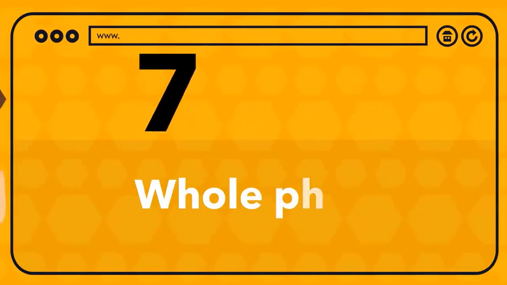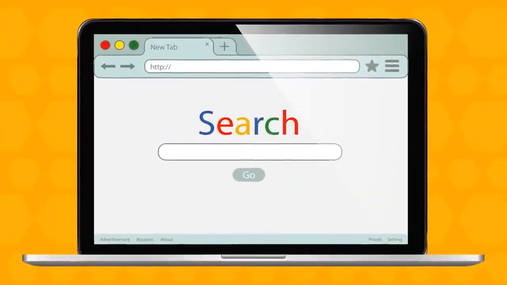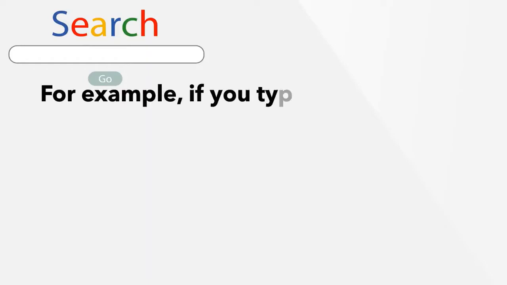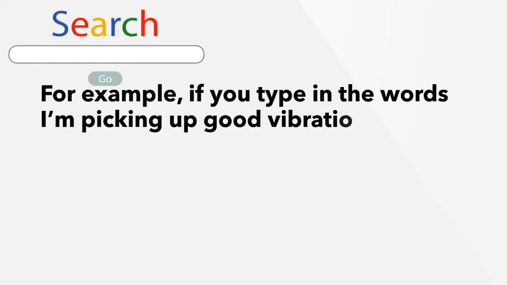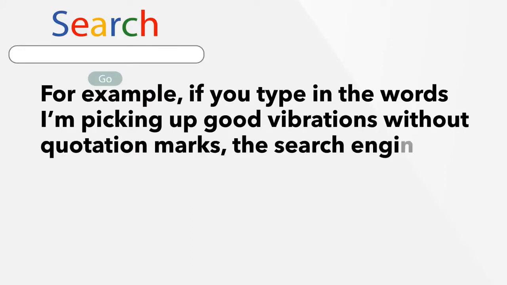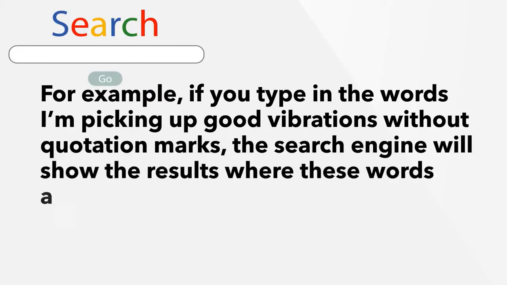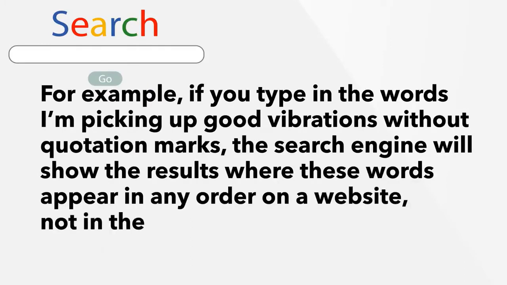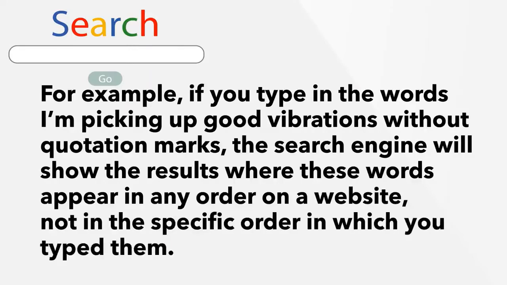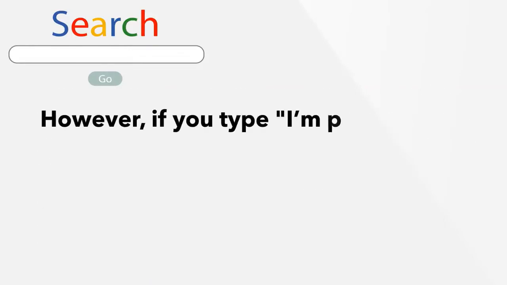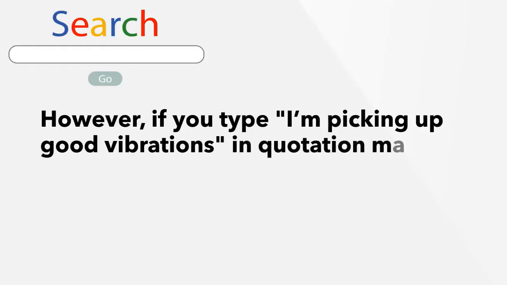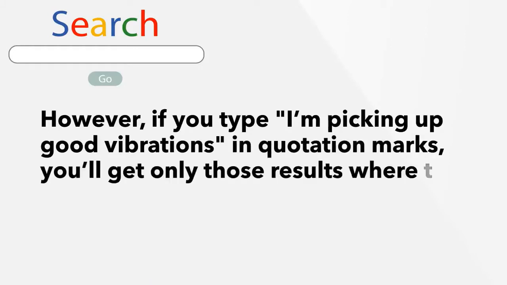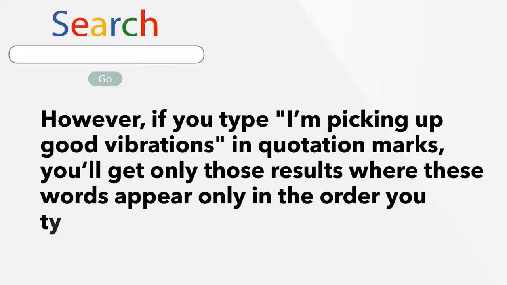Number 7. Whole phrases. Framing the search term within quotation marks is the simplest and most effective way to find something specific, and in the exact order you typed it in. For example, if you type in the words, "I'm picking up good vibrations," without quotation marks, the search engine will show the results where those words appear in any order on a website, not in the specific order in which you typed them. However, if you type "I'm picking up good vibrations" in quotation marks, you'll get only those results where these words appear only in the order you typed them in.